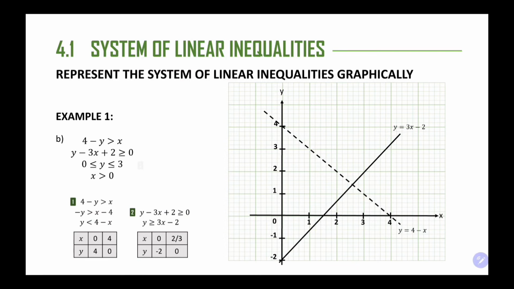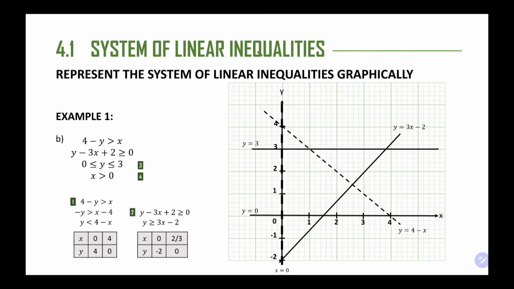Okay, next we have 0 until 3 for y. So we sketch a straight line on the x axis, y equals to 0, and a straight line at y equals to 3. Okay, and next function, we have x greater than 0 on the y axis. Since x greater than only doesn't have an equal sign, we need to put a broken line.